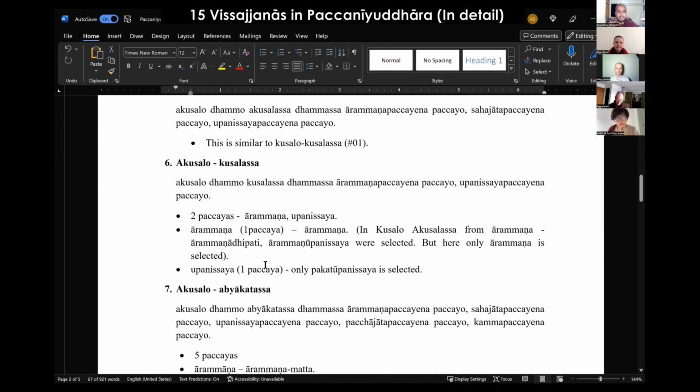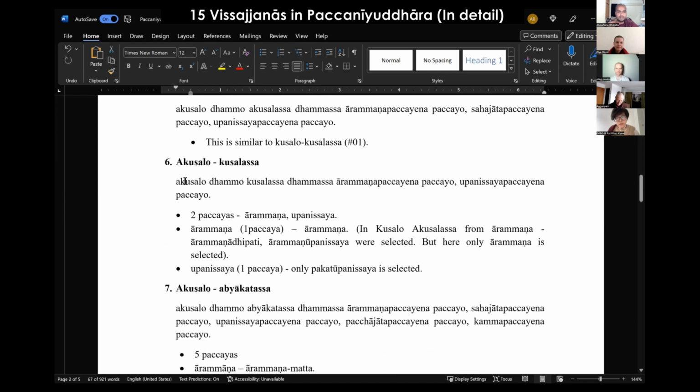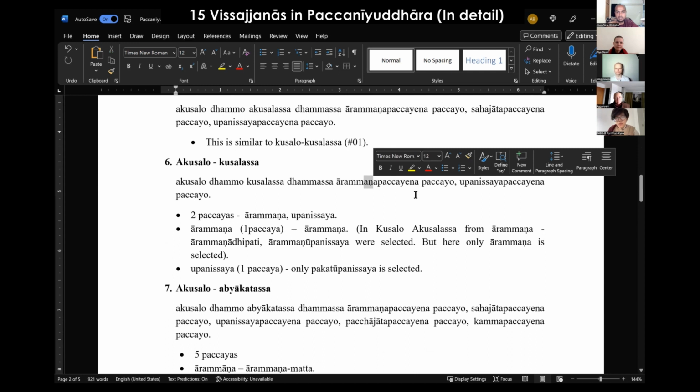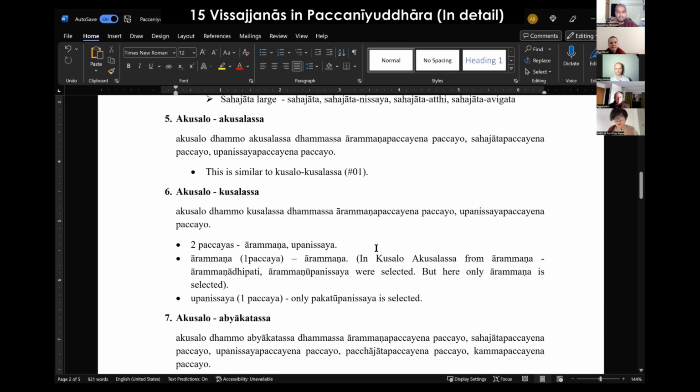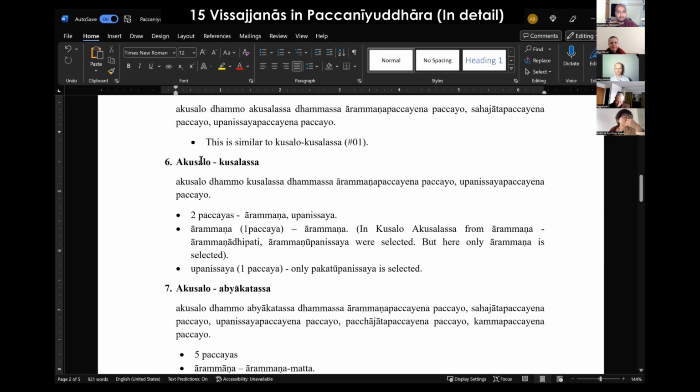Then we move into the sixth one, Akusalo Kusalassa. It says, Akusalo Dhammo Kusalassa Dhammassa nārammaṇapaccayena Paccayo, Upanissaya Paccayena Paccayo. So there are two Paccayas here, Ārammana and Upanissaya, right? From Ārammana, only one Paccaya is selected. Now, if we compare this with Kusalo Akusalassa, there were 3 Paccayas, Ārammana, Ārammanādhipati, Ārammana Upanissaya, but here only the Ārammana Paccaya is selected, right? From the Upanissaya, 1 Paccaya is selected, only the Pakatu Upanissaya.